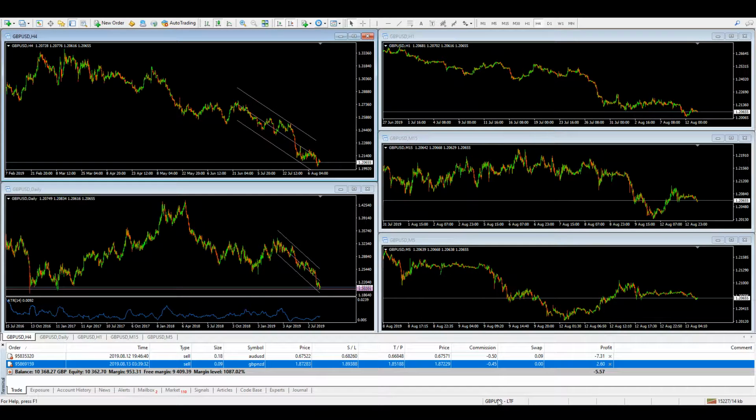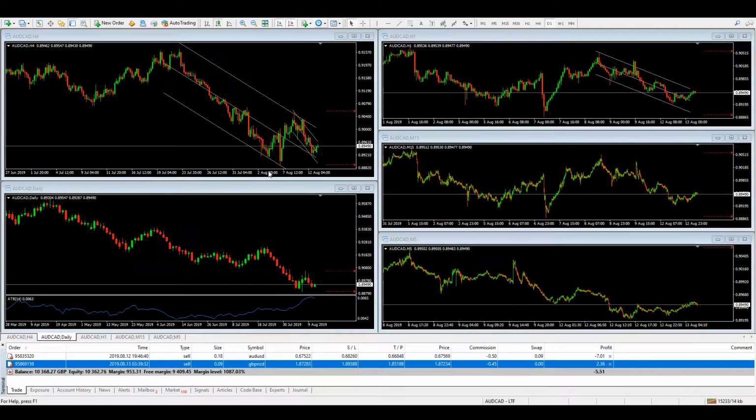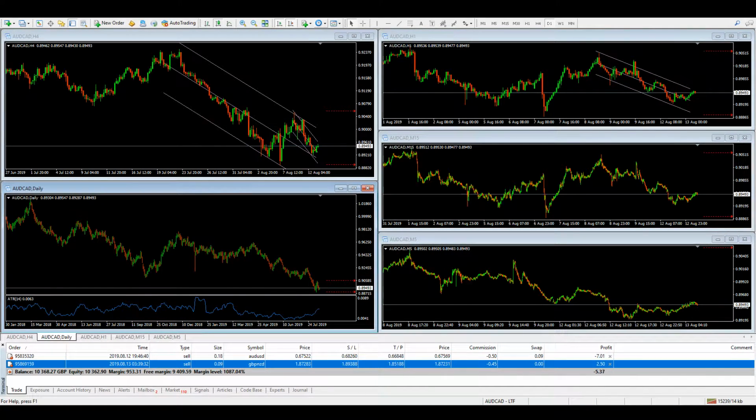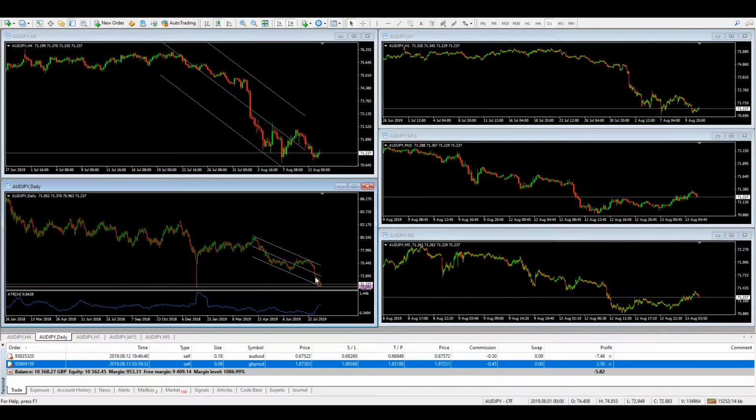So let's have a look over some of the other pairs as well, just to see what else is happening in the market. I'll just flick through these. I've got these two positions in, so I'm not looking to take on any more risk at the moment. But let's see what else there is. This is a no. This is a no, and I'm always looking at the daily first of all.